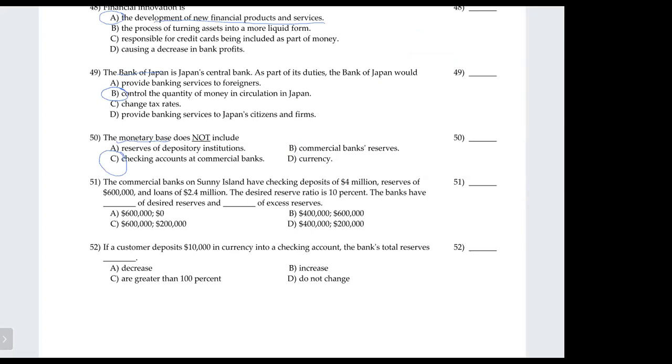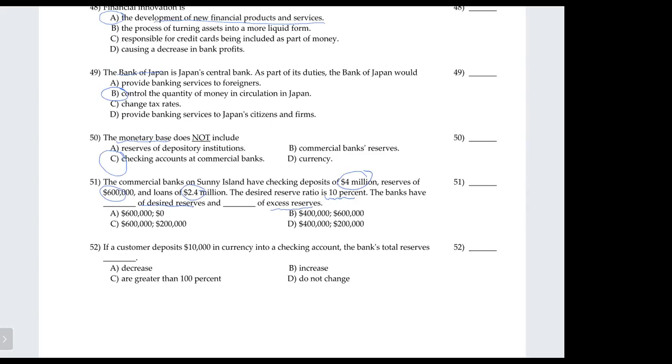Now 51. The commercial bank has checking deposits of 4 million, reserves of 600, and loans of 2.4 million. The desired reserve ratio is 10%. A question asks you what is the desired reserve and the excess reserve.